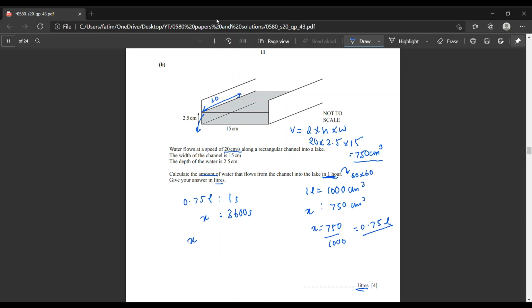So that's going to be 0.75 into 3600, and that's 2,700 liters of water. I'll just write that down over here. And that's it for this question.